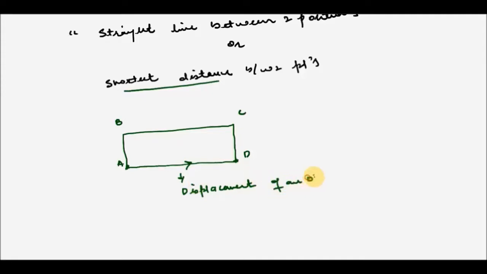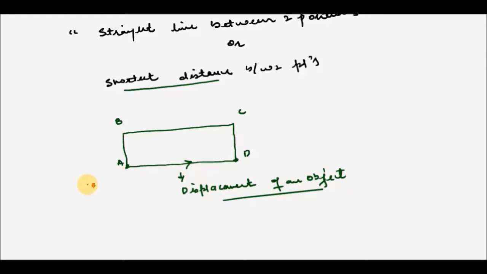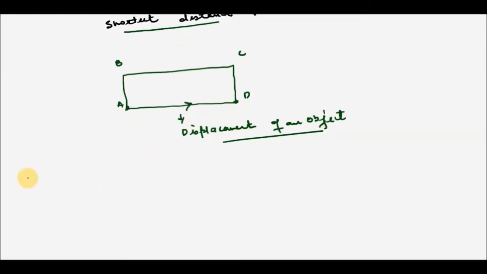Displacement of an object. Isn't it simple? Yes, it is. So displacement actually is the shortest distance between 2 points. So here the shortest distance is the length of the straight line. Now few points on displacement I'll discuss.